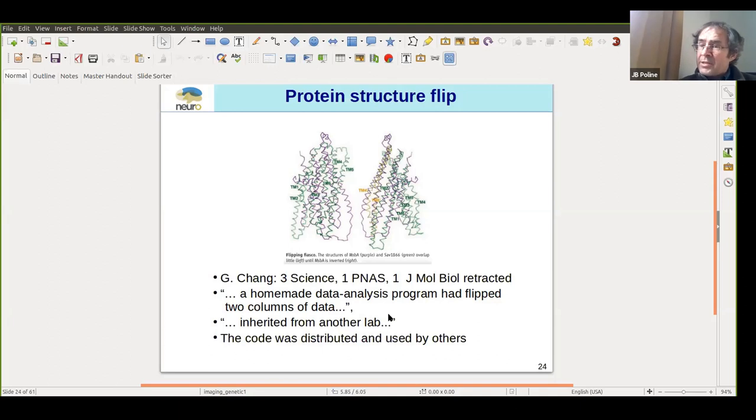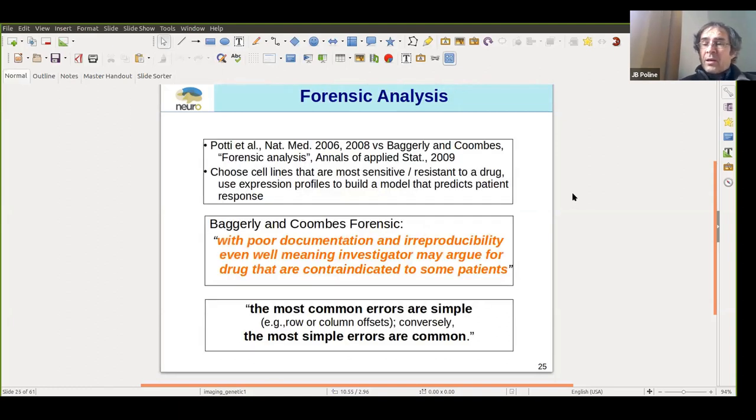That program was inherited from another lab, a good lab, and that program was given to other labs for a collaboration or for helping out people, and all those nice papers had to be retracted because there was a very small little bug in one of the software that was used. This is the Potti et al. story. It's such an interesting story.